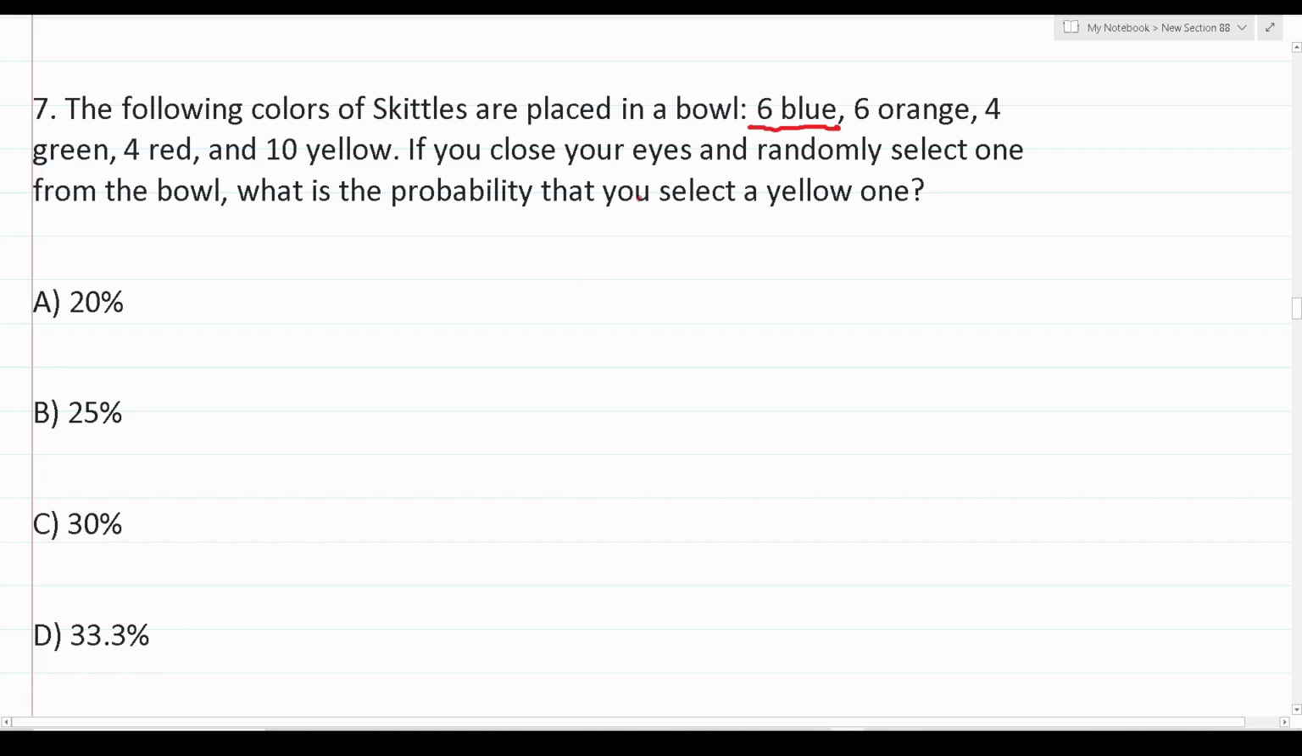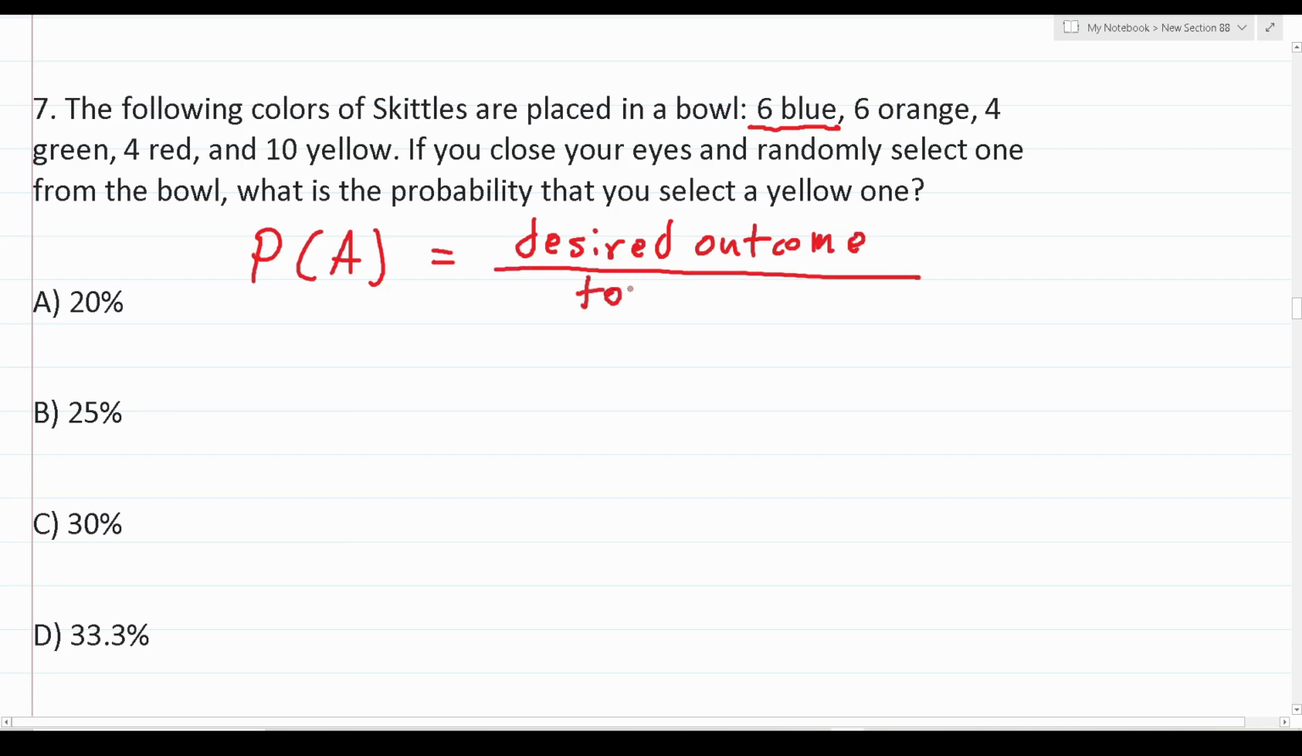It says the following colors of Skittles are placed in a bowl: 6 blue, 6 orange, 4 green, 4 red, and 10 yellow. If you close your eyes and randomly select one from the bowl, what is the probability that you select a yellow one? All right, so this question's testing your knowledge of basic probability. And if you look on my reference sheet, you'd see that I have this formula. Probability of A occurring is the desired outcome occurring over the total possible outcomes.